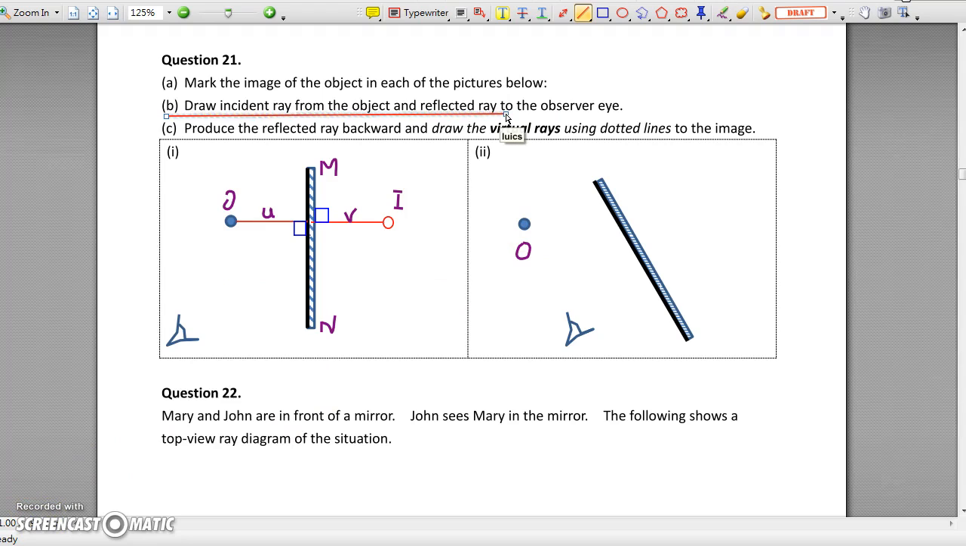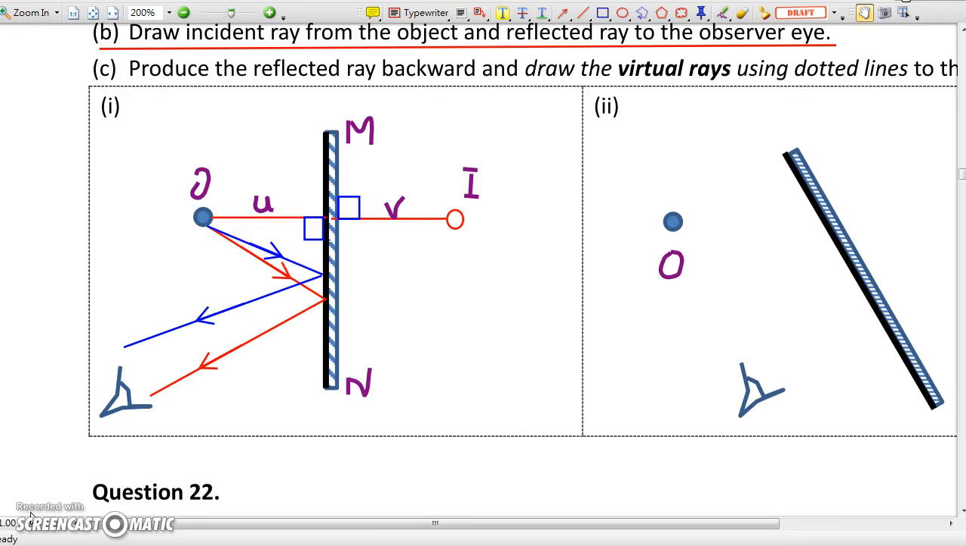Next, we will draw the incident ray from the object and the reflected ray to the observer's eye. What does that mean? We are going to draw an incident ray from the object that falls onto the mirror, and that incident ray will be reflected to the observer's eye, just like that. By the way, do not forget to draw arrows to show the direction of the light rays. And you should draw two light rays from the object striking the mirror and being reflected. So in this case, I draw one blue and another red.